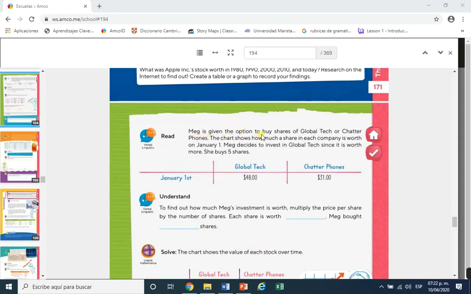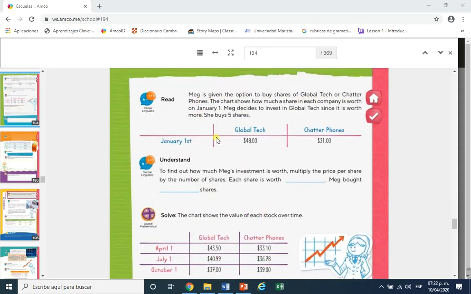Meg is given the option to buy shares of Global Tech or Chatter Phones. The chart, that means this chart, shows how much a share in each company is worth on January 1st. Meg decides to invest in Global Tech since it is worth more. She buys 5 shares. So, they are giving us the date. Remember that shares change their prices every moment, okay? On January 1st, Global Tech shares are worth $48. Chatter Phones is worth $31, okay?